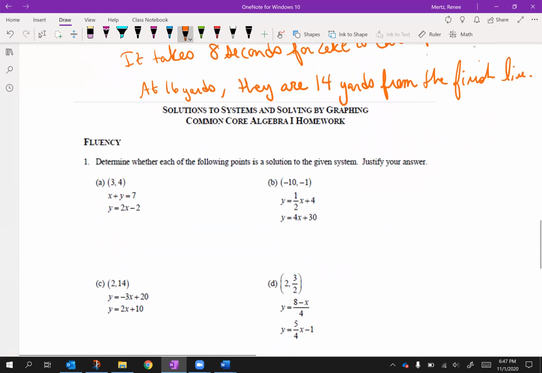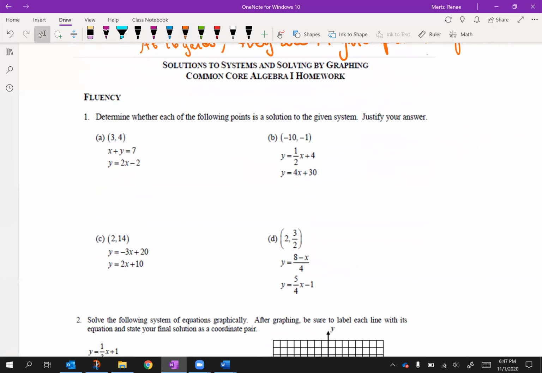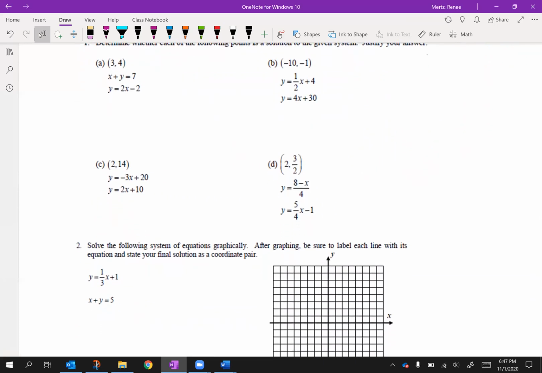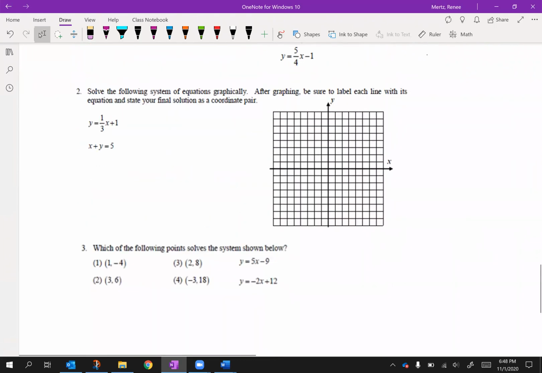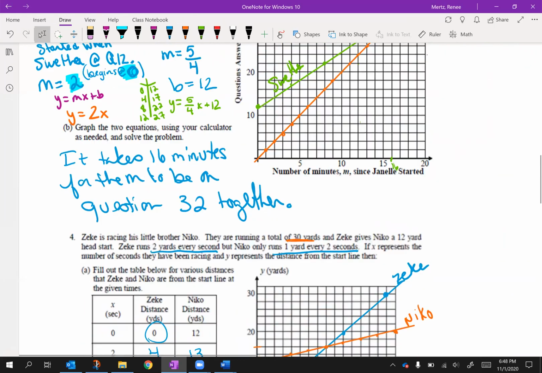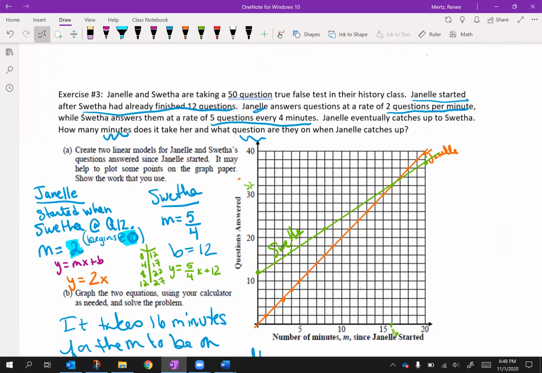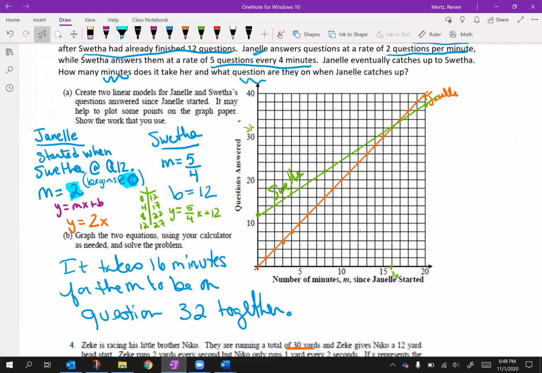All right, so on yours, you have these 4 questions to practice just substituting in, 1 straightforward system of equations to graph, and 1 multiple choice. So not too bad. All right, good luck. Ask me if you have any questions, please. The word problems on here were the trickiest, so that's why I wanted to do those for you. But good luck.